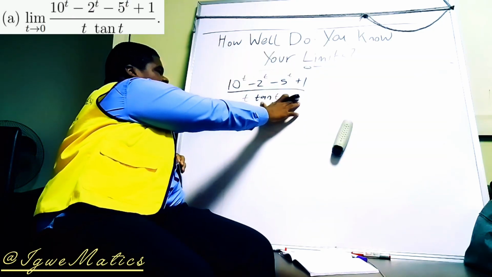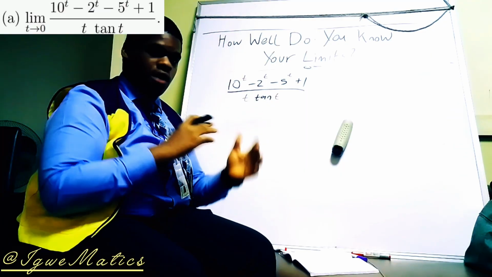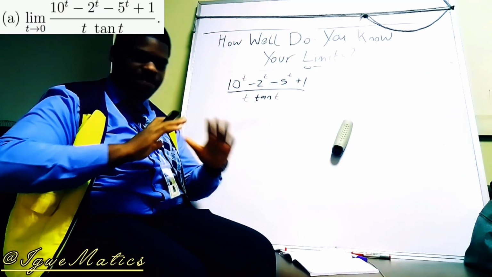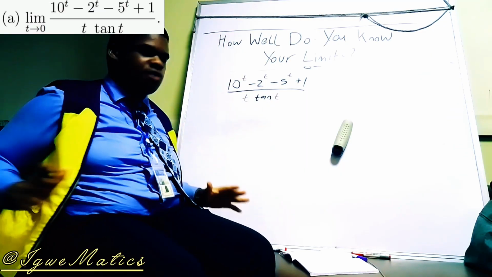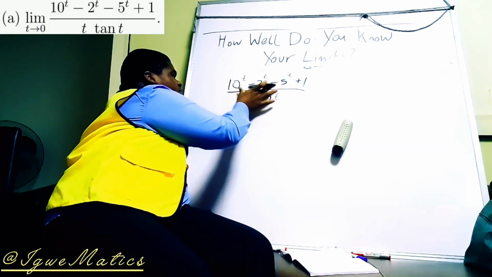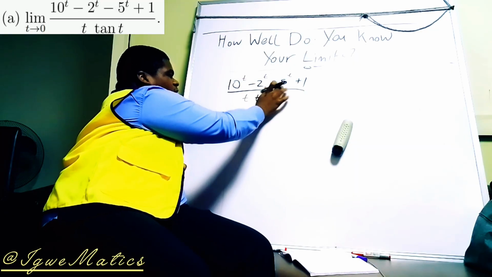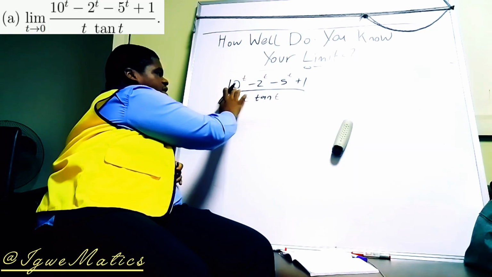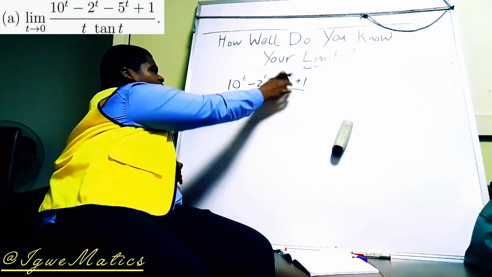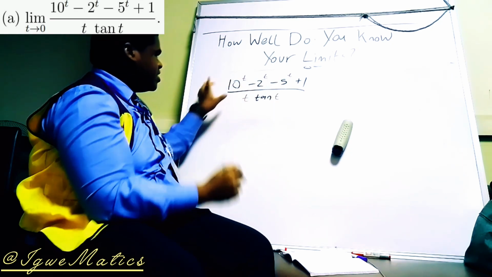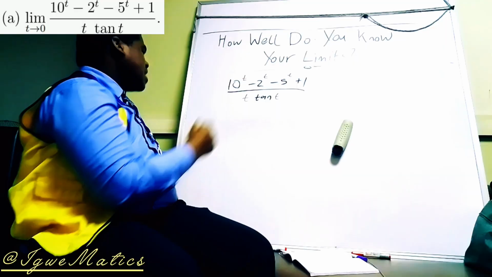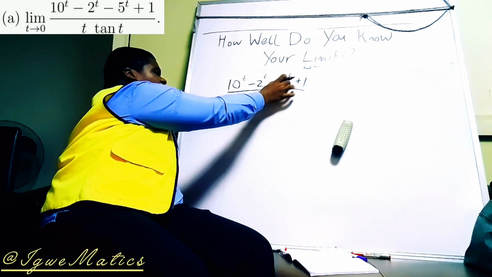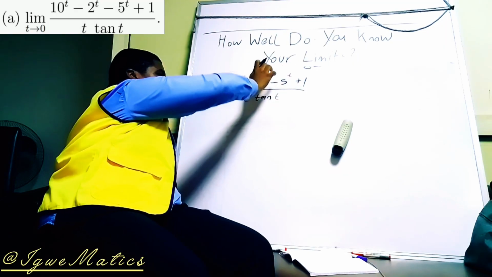Okay, the first method I want to use is algebra. That is only algebra. I'm not going to apply any calculus. First of all, 2 times 5 is equal to 10. That is, 2 is a factor of 10 and 5 is a factor of 10. So this here looks like a product of something, and that product must have 5 to the power of t inside it, and also 2 to the power of t.